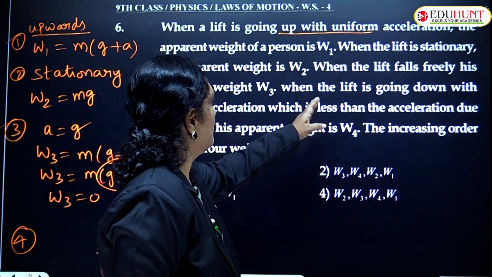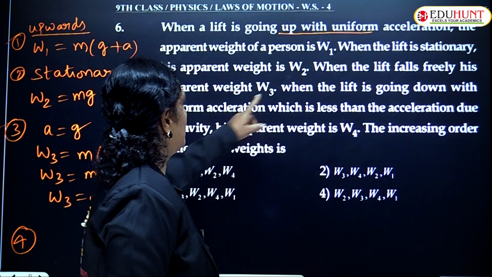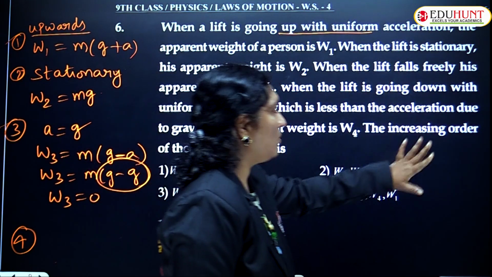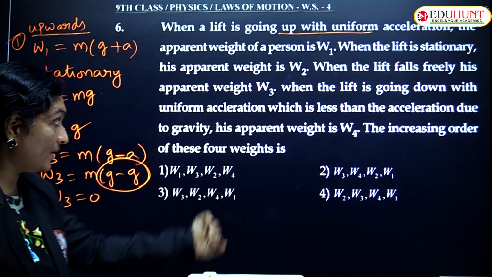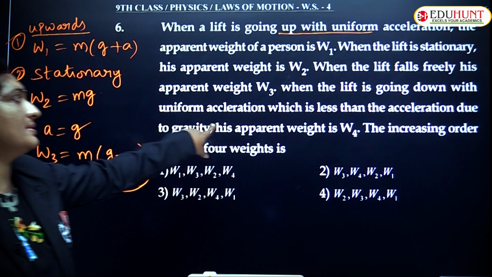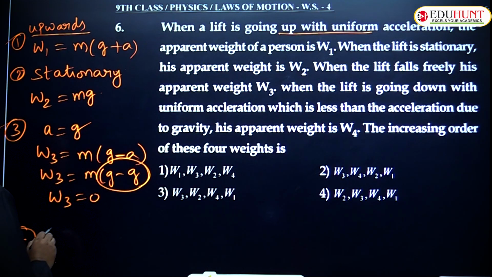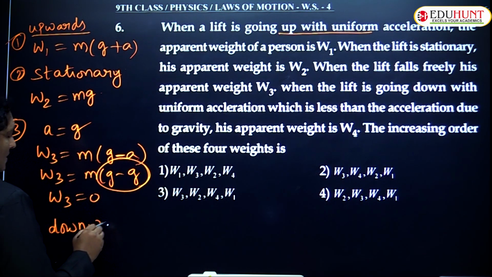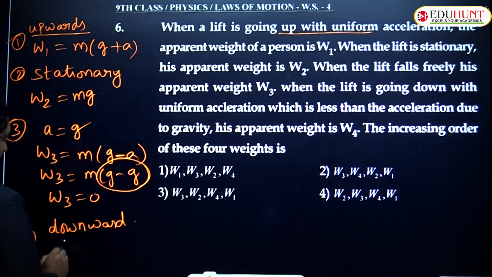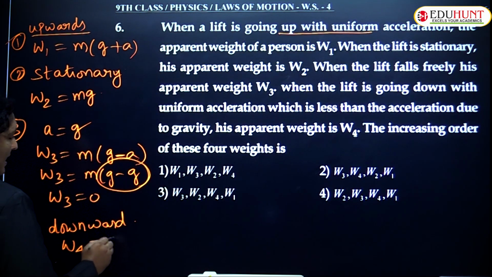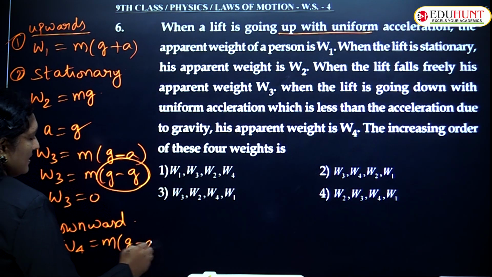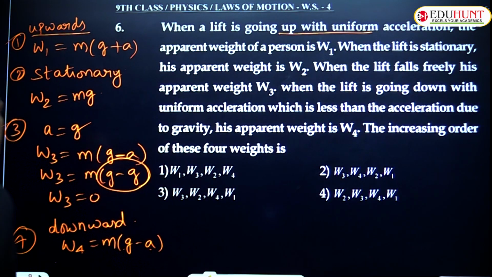Done with case 3. Now the last case: the lift is going down with uniform acceleration less than acceleration due to gravity. So case 4 means downward motion. For downward motion, we have W4 is equal to m into g minus a. a is lesser than g, it was given.